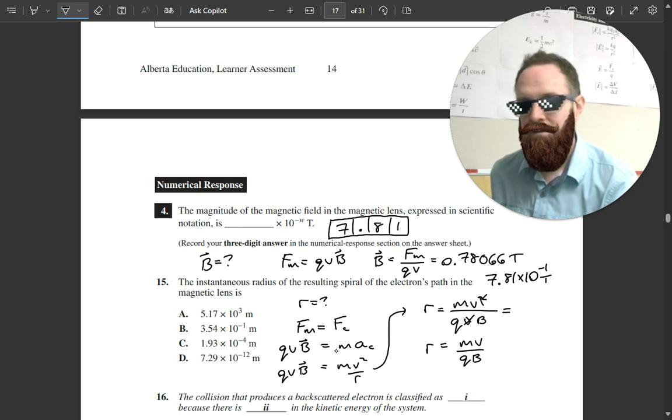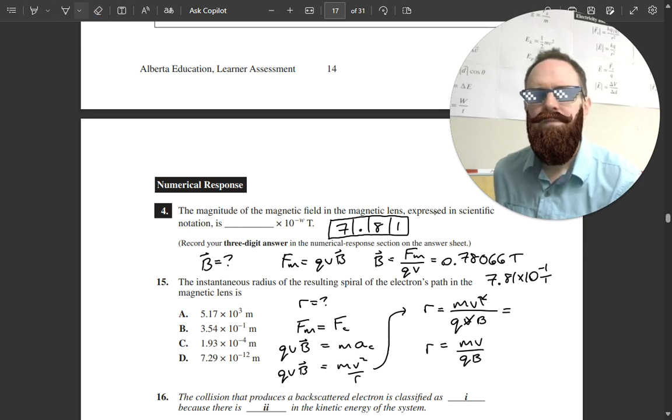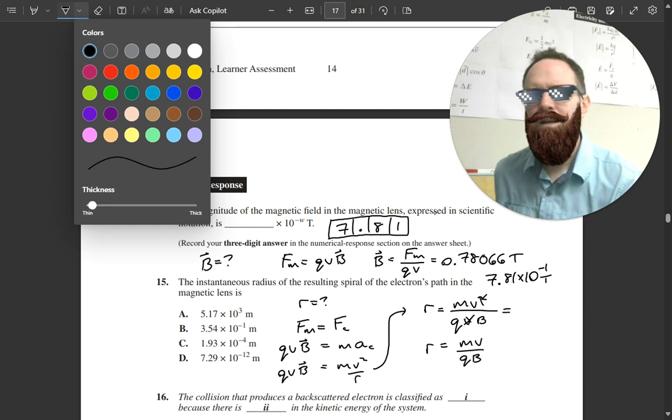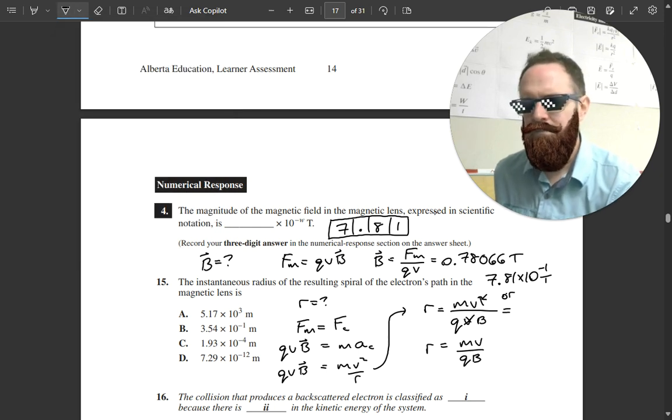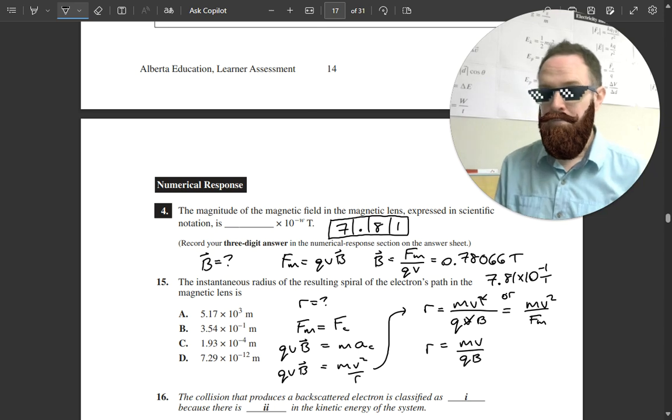Or you could do this one, where you have Fm on this side of the equation. You're going to divide by, sorry, not divide by. Looking for R, times the R up, divide that down. So it's going to be mv squared over Fm. So we could do it that way too, right?